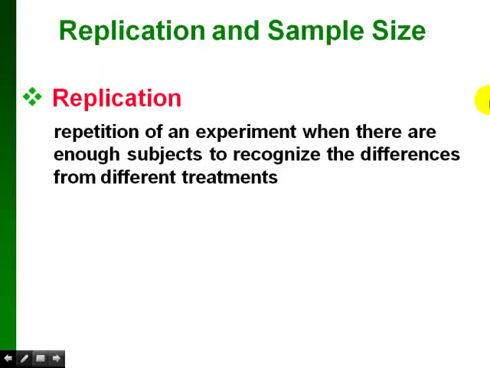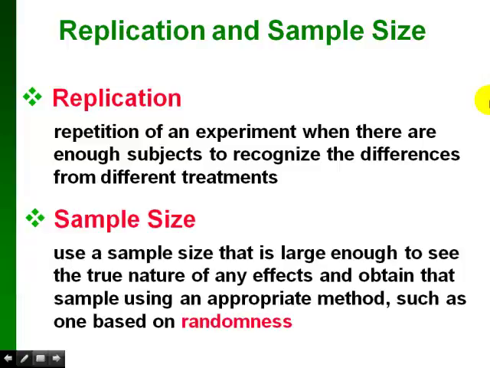Replication has to do with repetition of an experiment when there are enough subjects to recognize the differences from different treatments. So this also has to do with selecting an appropriate and large enough sample size. And when we talk about sample size, we do want to use one that is large enough to see the true nature of any effects, and we want to obtain the sample using an appropriate method, especially one that's based on randomness.